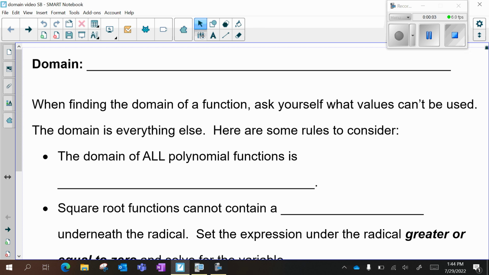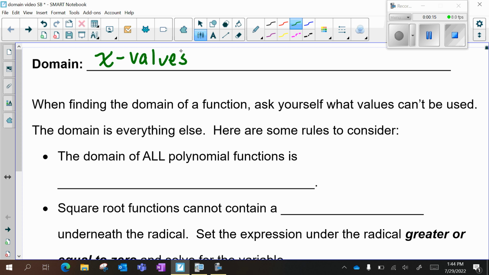This video is about the domain of a function, and specifically restricted domains we're going to focus on. So remember that domain is the x values in a function. So graphically, I'm looking from left to right. And then algebraically, we're looking at a few different rules which we're going to go through.